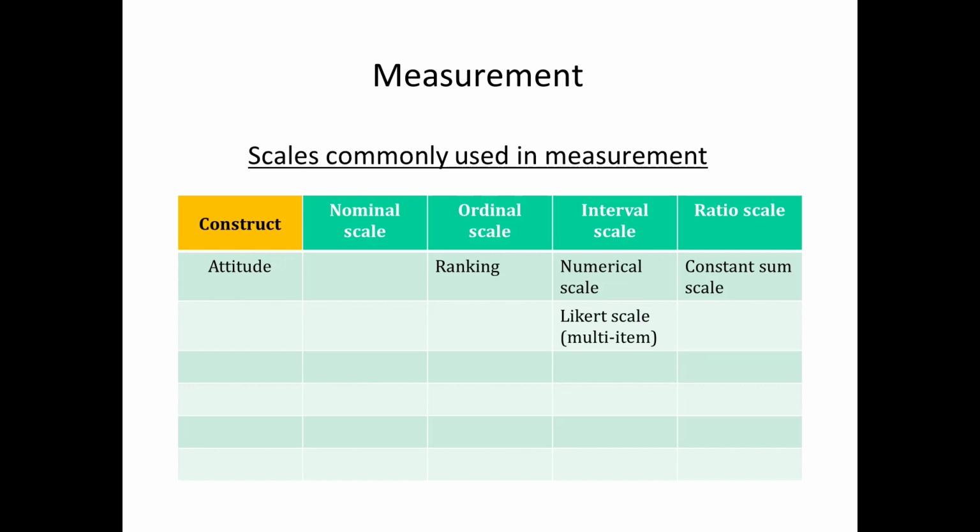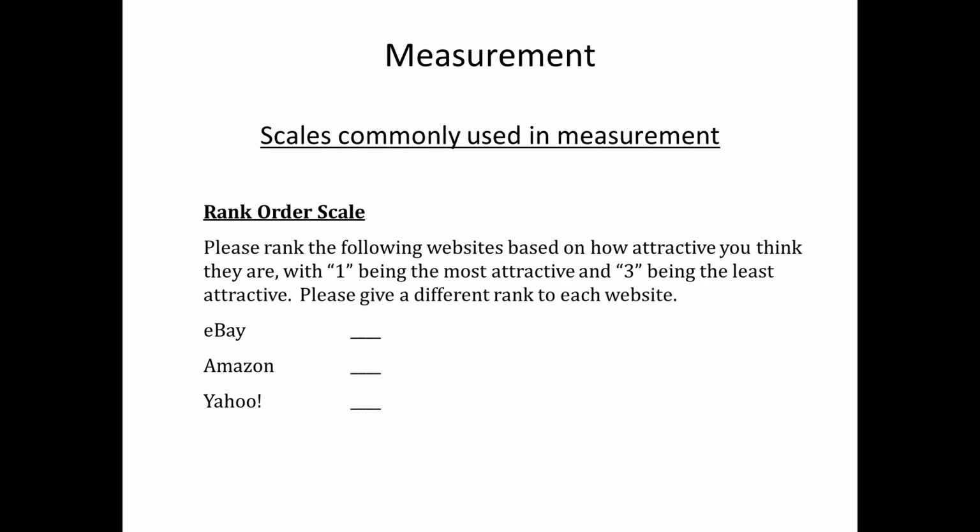Attitude can be measured in many ways, most often using interval scales. But we can also measure it by asking people to rank objects based on their attitude, which gives us an ordinal scale, or by asking them to assign points, which gives a ratio scale. Let's take a quick look at each of these examples. Let's start with rank order scales.